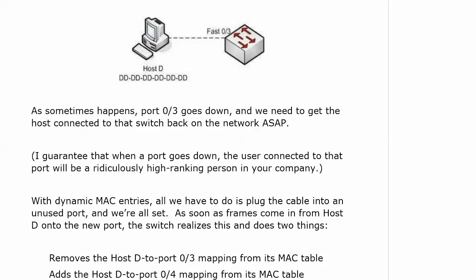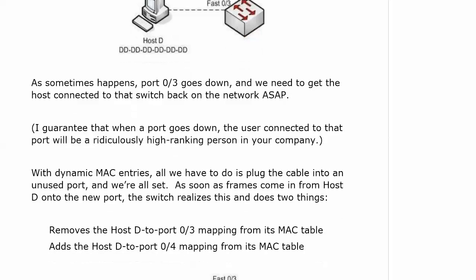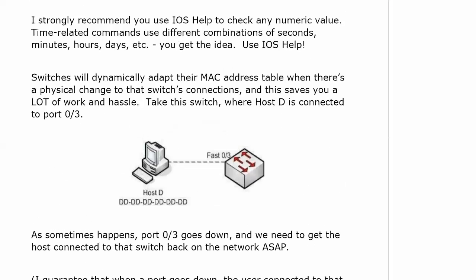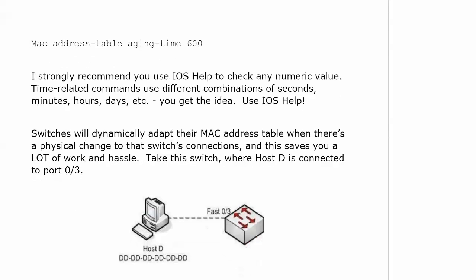Now with dynamic MAC entries, all we have to do is plug the cable into an unused port and we're all set. Because as soon as frames come in from host D on the new port, the switch realizes this and it's going to do two things. It's going to remove the host D to port 3 mapping from its MAC table right then and there, and then it's going to add the host D to port 4 mapping to its MAC table. So that's a pretty good deal. It's going to adapt to it dynamically, and we will take all the dynamic adaptation that we can get.